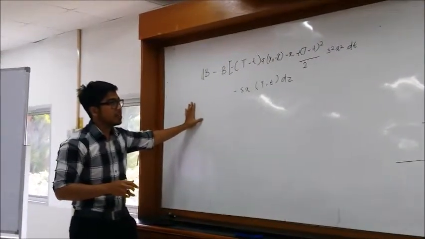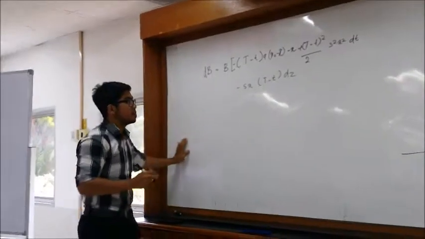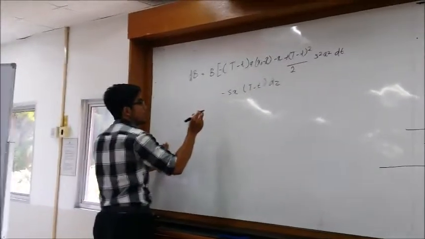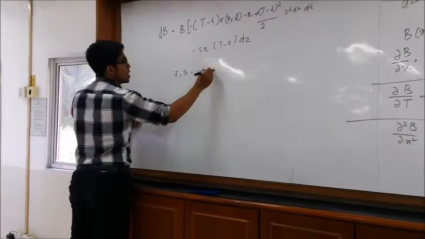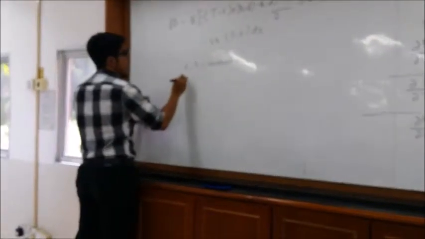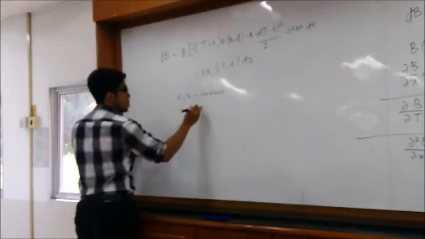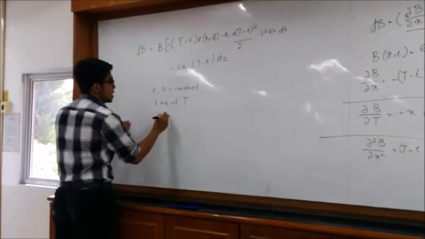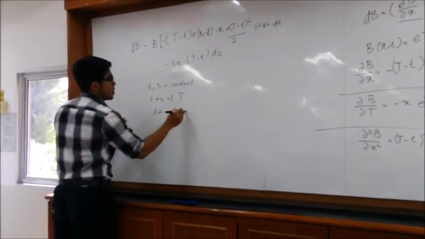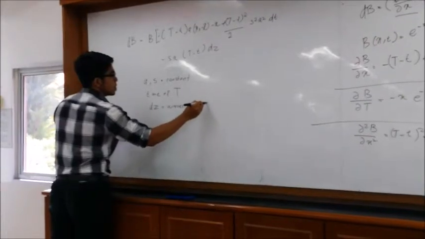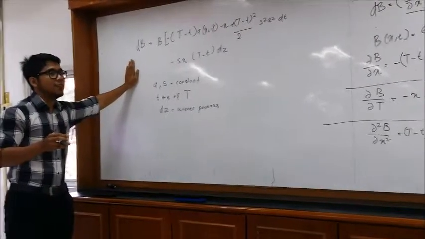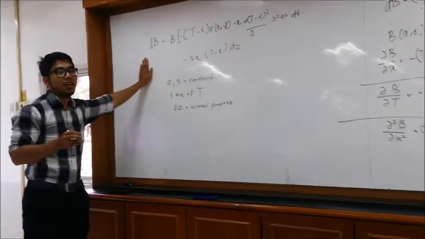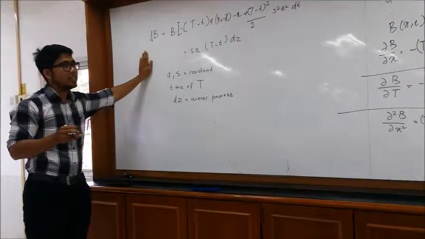So this is the process for the derivative of the bond price, and from this process we can see that a and s are constants, a is a constant in the time from t to capital T, and Z is the Wiener process. This is the process from Ito's lemma, and then we use it in the process. That's all for me.